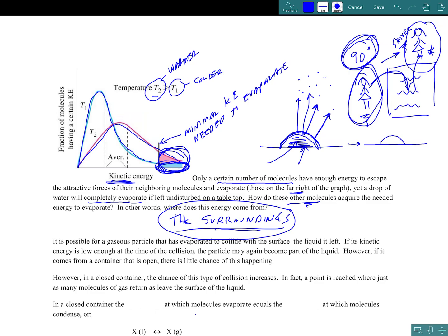So, to wrap this up, in order for a molecule of water, or any liquid for that matter, to evaporate, it must be on the surface of the liquid, and it must have enough kinetic energy to leave the surface. The energy provided for the other molecules to evaporate will come from the surroundings. So we say that the process of evaporation is an endothermic process. That means it requires energy.